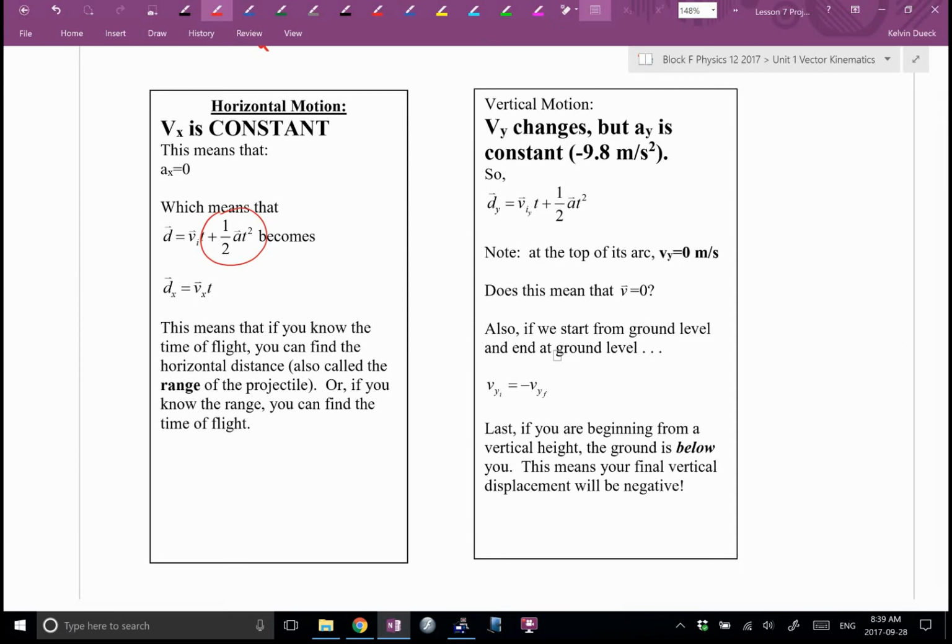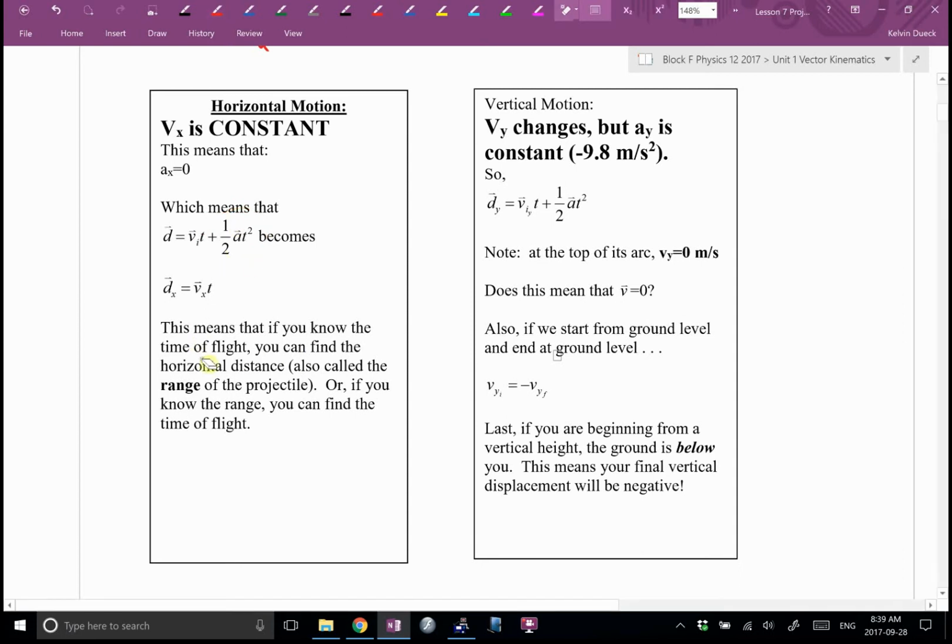So if you're lucky, if you're dealing with a question and they give you the range, the horizontal distance, no, on the test I won't give you the range. I'll give you the height and make you do it the tougher way. I saw already somebody asking, well, you give us the range on the... No, make you do it the tough way.